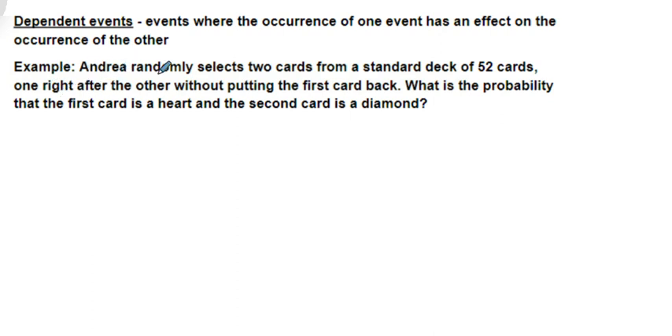It says Andrea randomly selects two cards from a standard deck of 52 cards, one right after the other without putting the first card back. All right. What is the probability that the first card is a heart and the second card is a diamond?